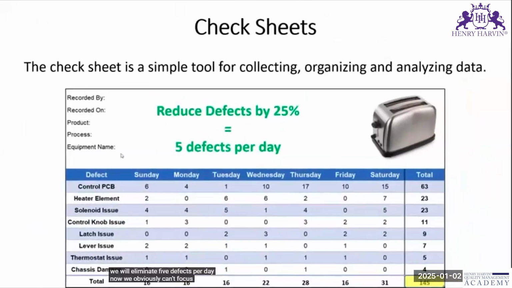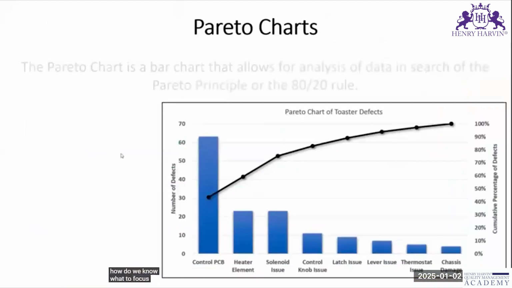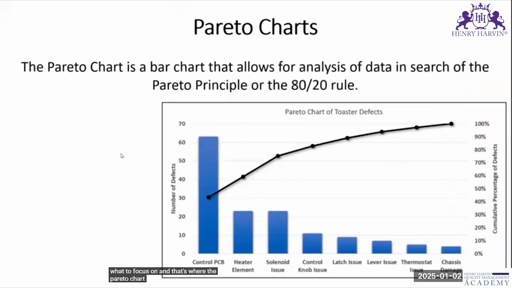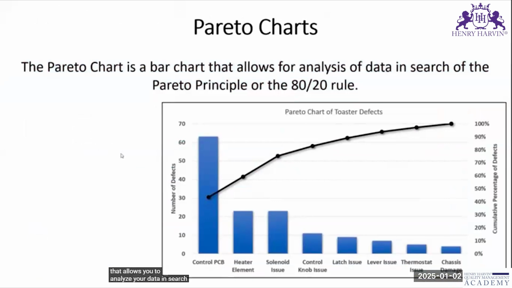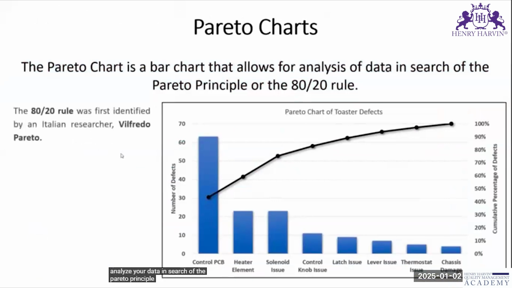Now, we obviously can't focus on all these defects, so the real question is, how do we know what to focus on? And that's where the Pareto chart comes into play. So the Pareto chart is another QC tool that allows you to analyze your data in search of the Pareto principle. So what is the Pareto rule, or what is this 80-20 rule?